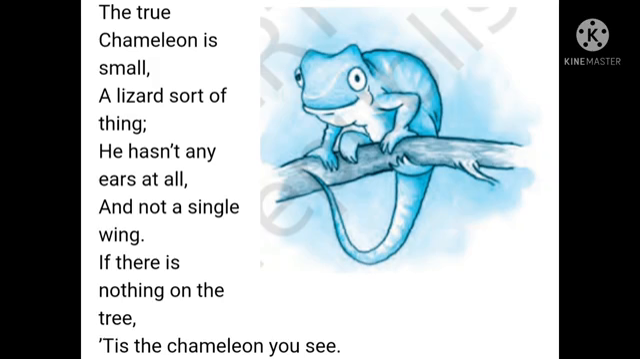And moreover, she says that the chameleon has the ability to change its color according to the surface on which it is sitting. And therefore, if you see a tree and find nothing else on it, then it must be a chameleon sitting on it, and it has changed its color into the color of the tree.